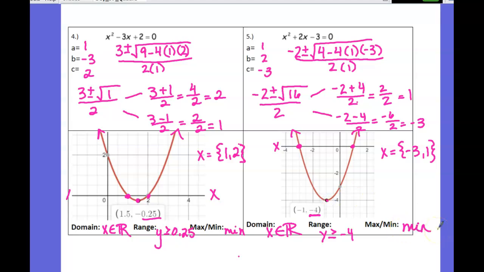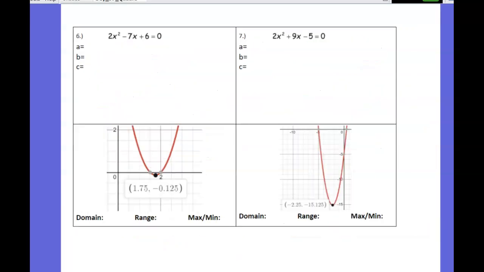Okay, so moving on, we have number 6. Number 6, 2x squared minus 7x plus 6. We're going to identify our a, b, and c. Our a is 2, our b is negative 7, and our c is 6. Okay, so we're going to put it into the quadratic formula. All right, negative b would be a positive 7, plus or minus the square root of negative 7 squared, which is 49, minus 4 times 2 times 6, all divided by 2 times 2.